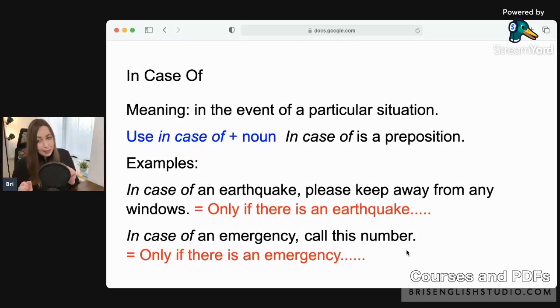In case means you're going to do something or bring something, eat something in preparation for a possibility. In case of is closer in meaning to if, okay? If there is an emergency, if there is an earthquake. Okay? In case of. Very good, very good.